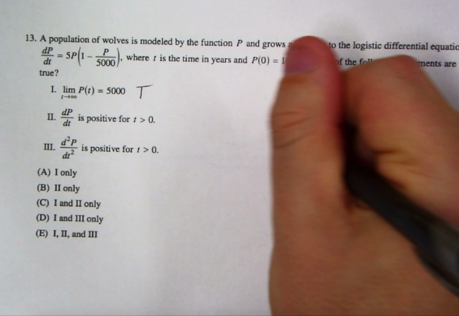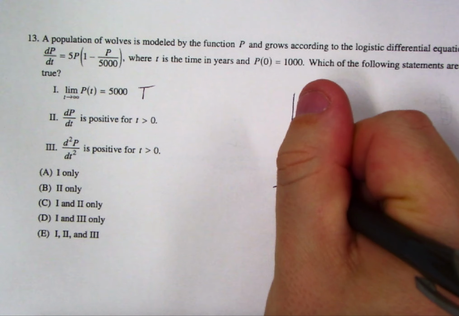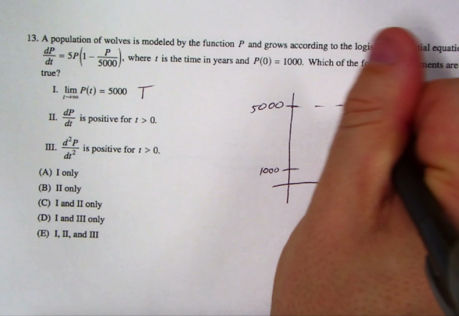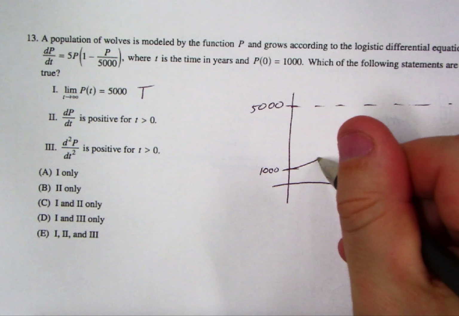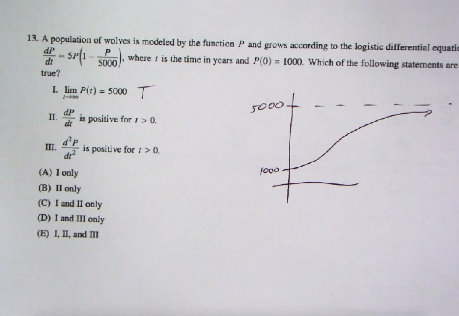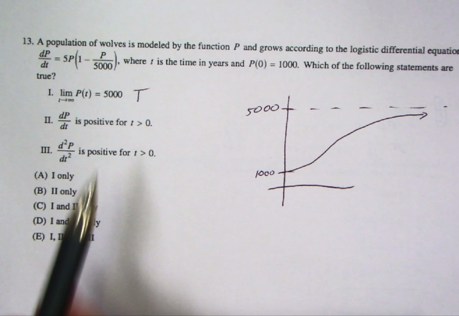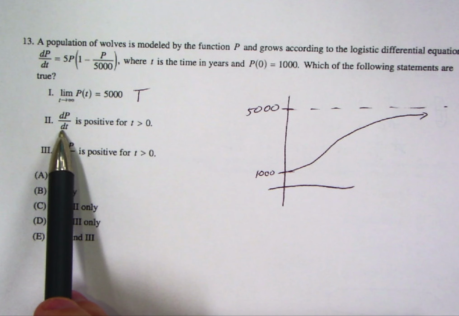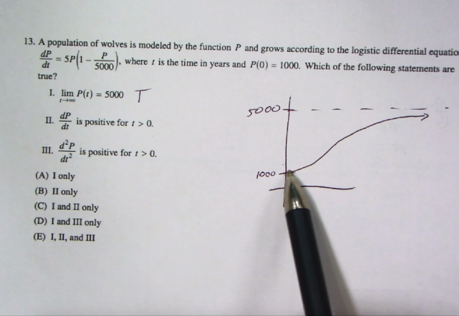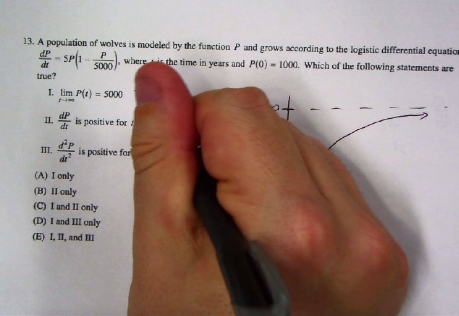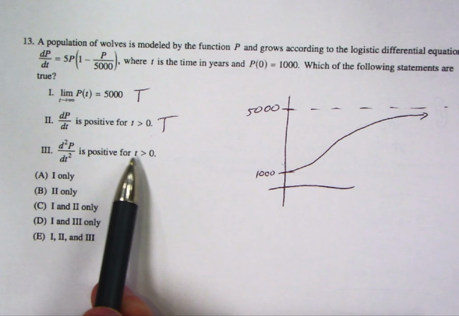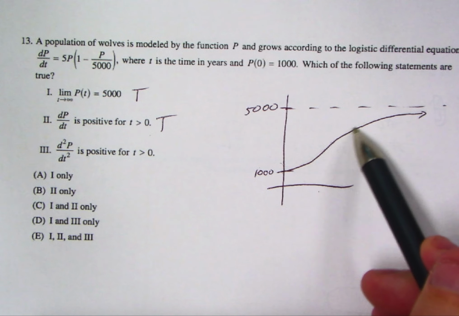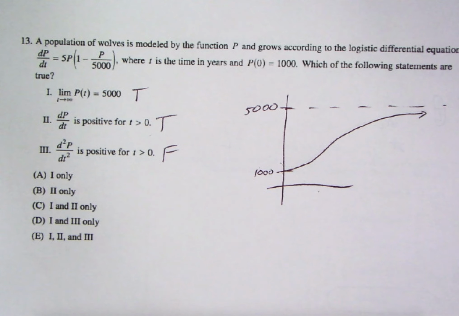And you can sketch a graph on this one too, if it would help. We're starting at 1,000. The maximum is 5,000. And our graph goes like that. dP/dt is positive for t greater than 0. Basically, this is saying P is always increasing. That's true. Always increasing. And then the second derivative is positive for t greater than 0. Well, that's not true. It's positive till you get to 2,500, and then it's negative. So that's false. So 1 and 2 only.